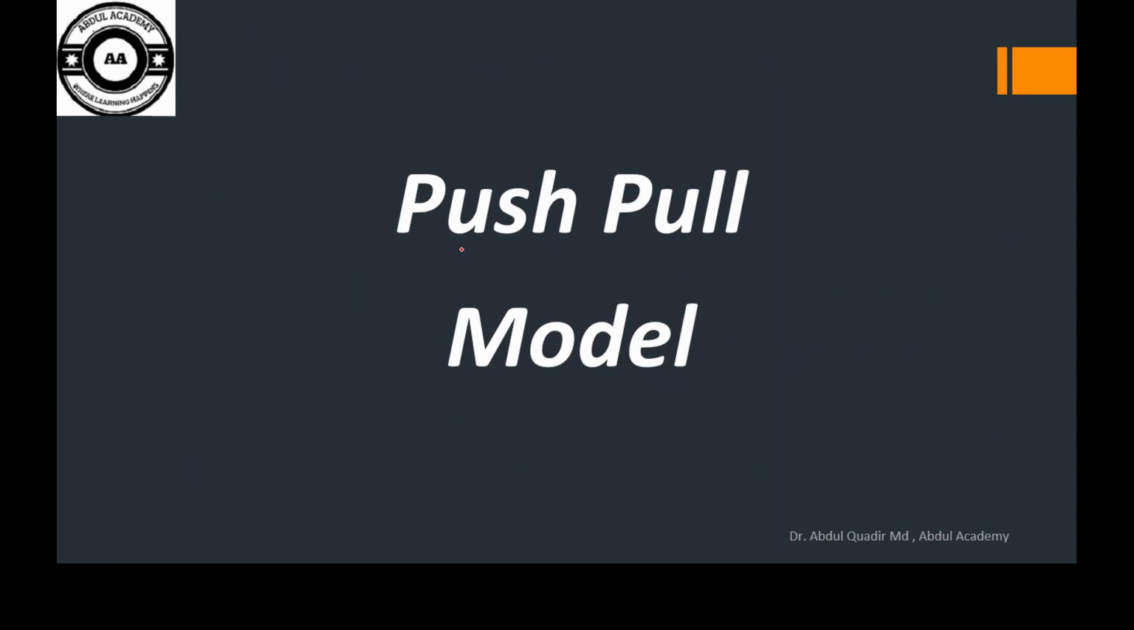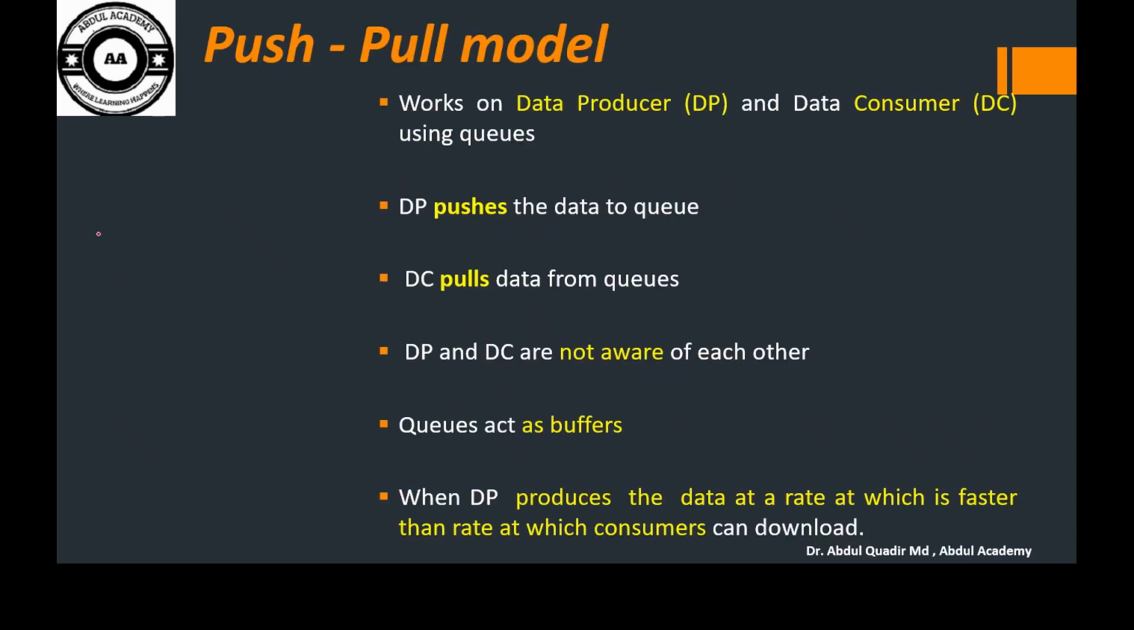The third one is the push-pull communication model. The push-pull communication model works on the producer-consumer approach, where the producer is the one which pushes the data and the consumer is the one which takes the data, that is, pulls the data. So producer pushes the data, consumer pulls the data.